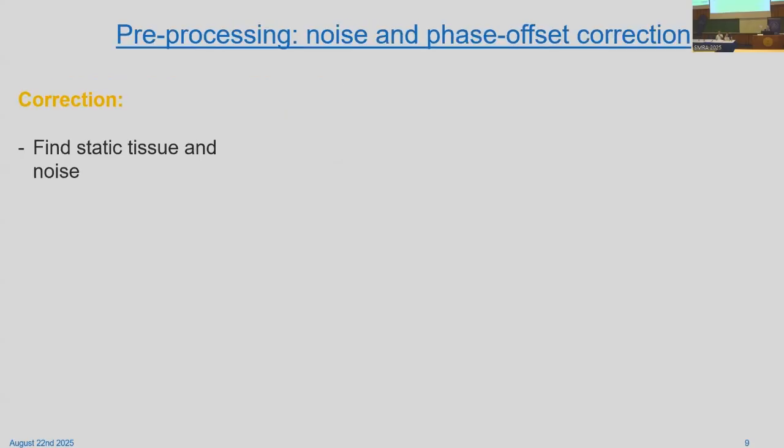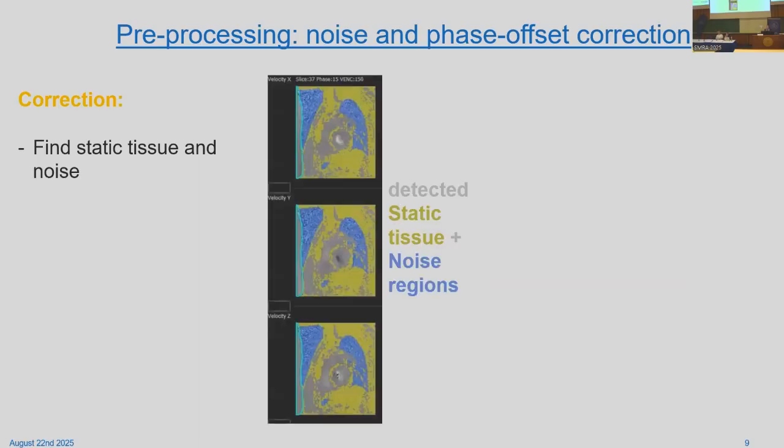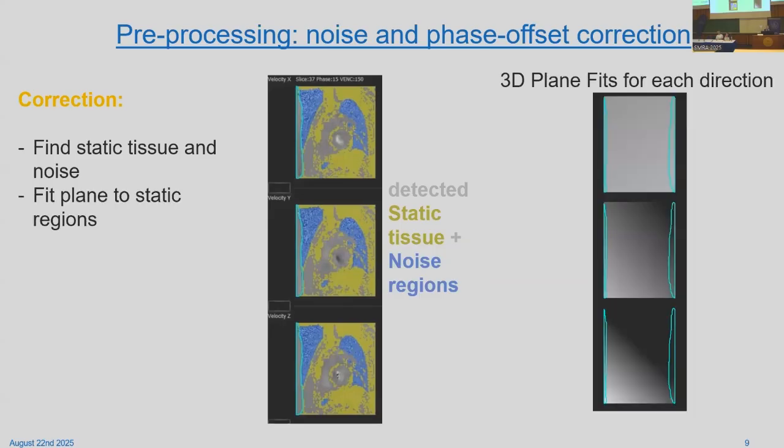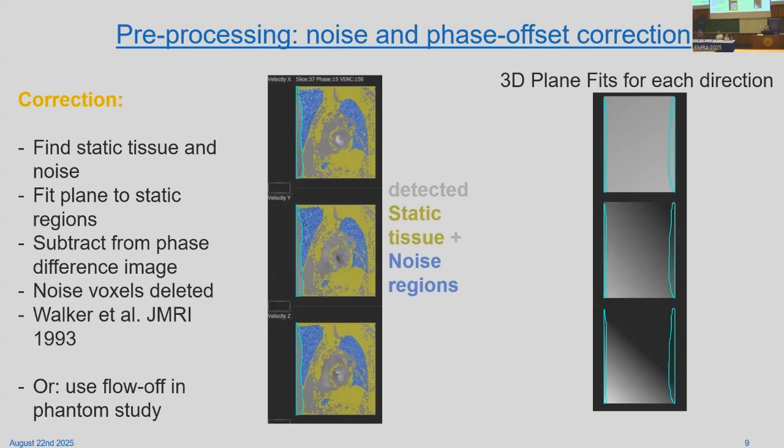So what do we do? We find the static tissue in our data set, and we also find the noise. We then fit a plane across the static regions and then subtract that plane from the phase difference image. And then our velocity field in the static tissue should be 0. It's much easier if you do a phantom experiment. You just can switch off your flow and then subtract the flow off from the flow on phantom experiment.